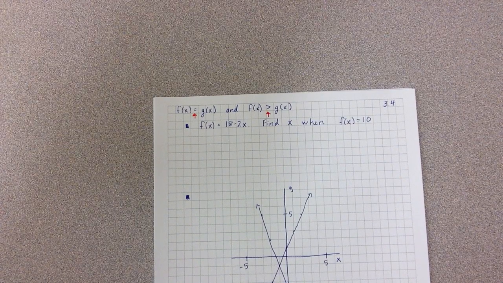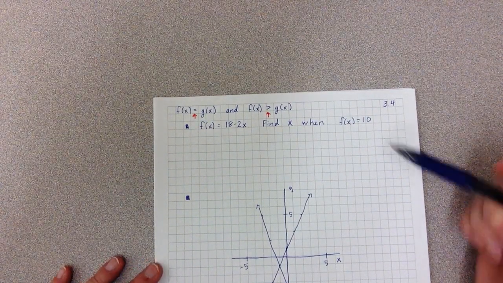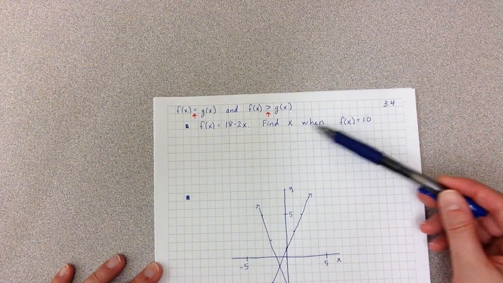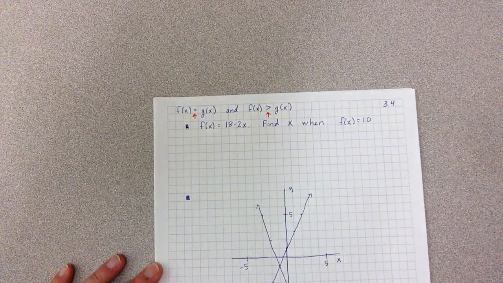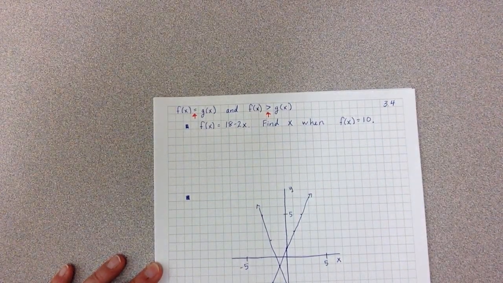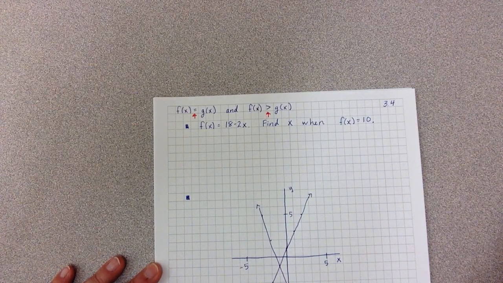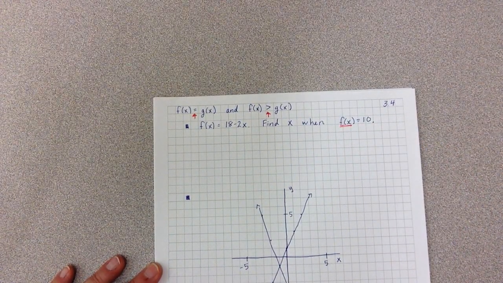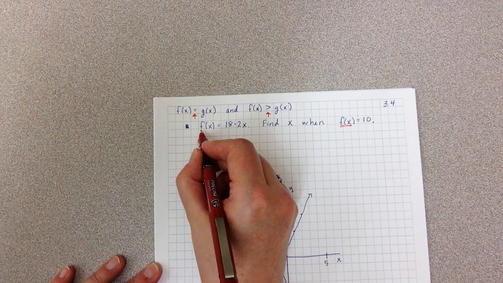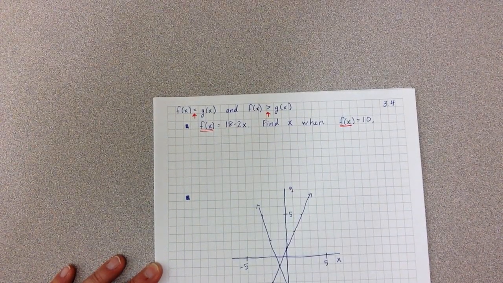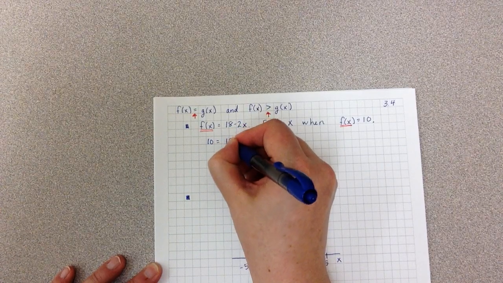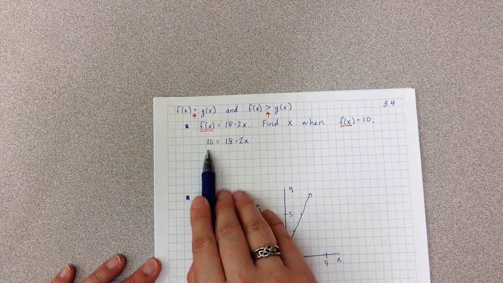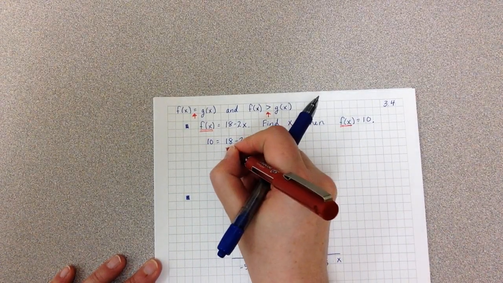The first example is related to both of those, which is that you're given a function, f of x equals 18 minus 2x, and you're asked to find x when f of x equals 10. So you're used to being given a value for x and plugging that in. In this case, you're given a value for f of x. So in my equation, I need to replace f of x with 10. That's what this says. This says, I know what f of x is. It's 10. So now I can solve this problem.